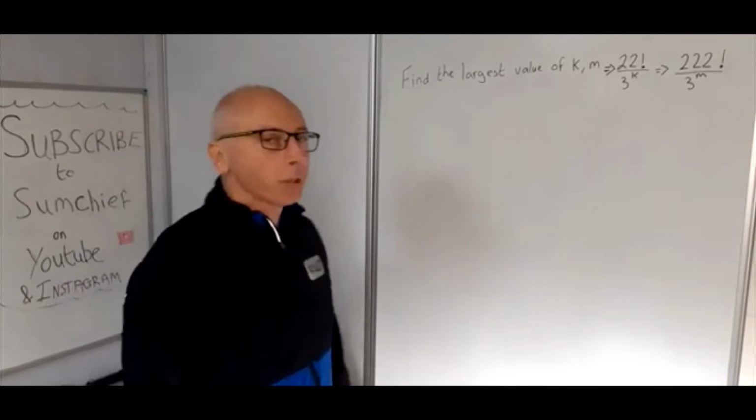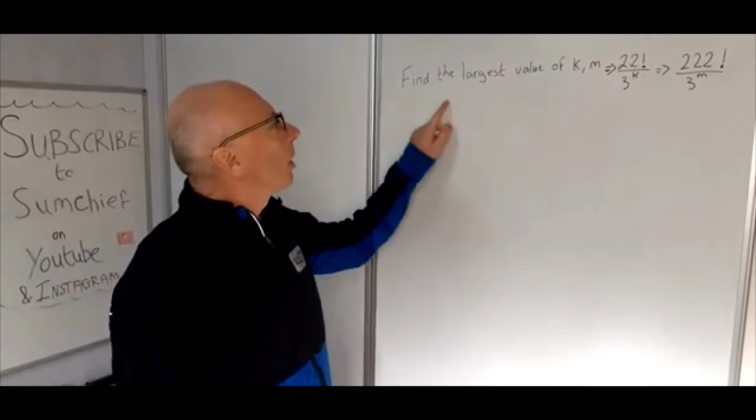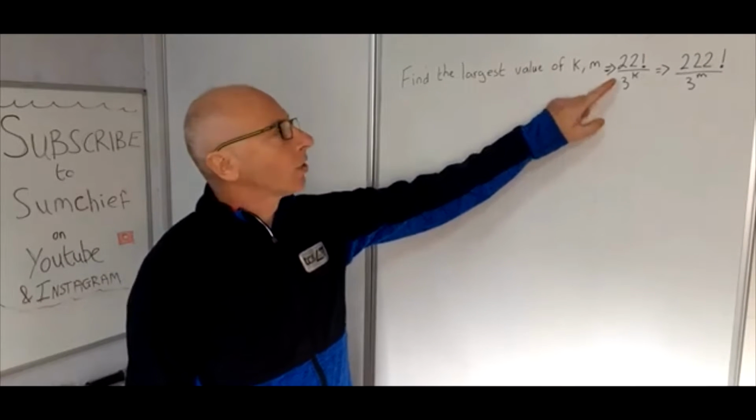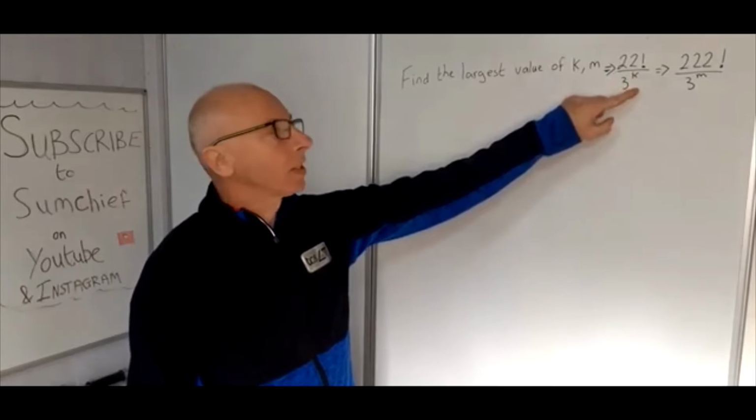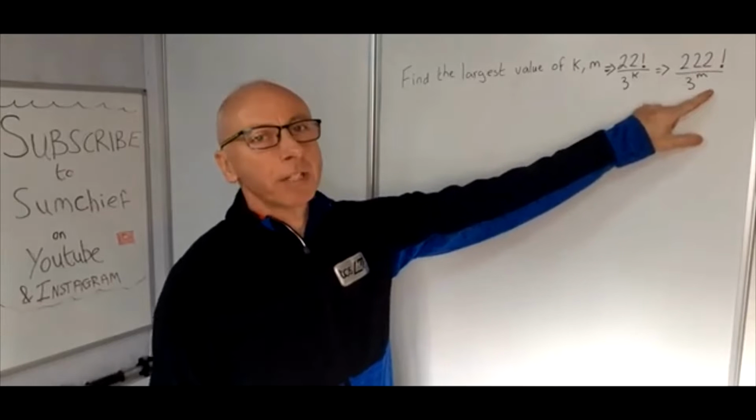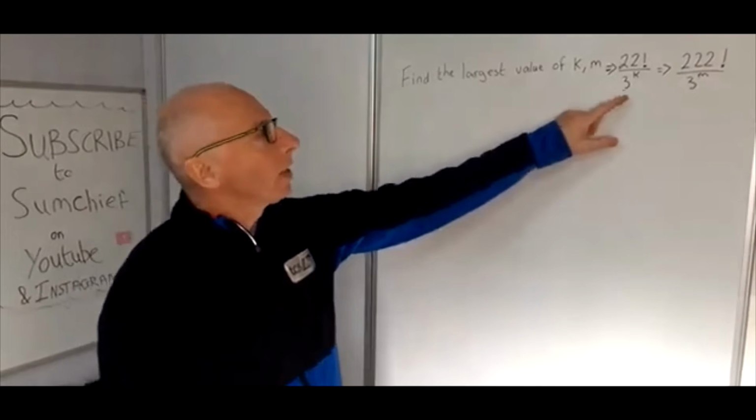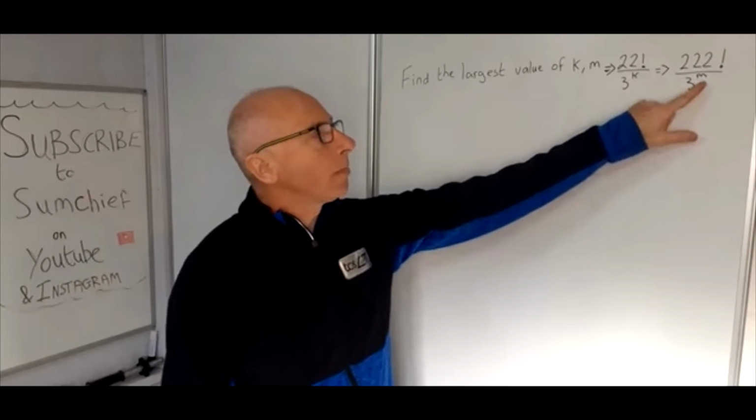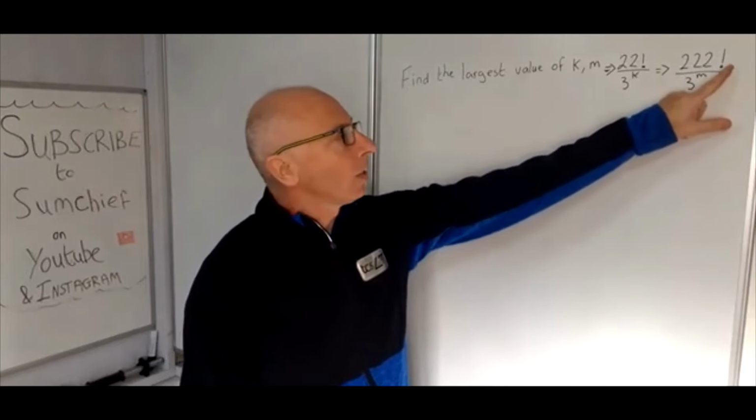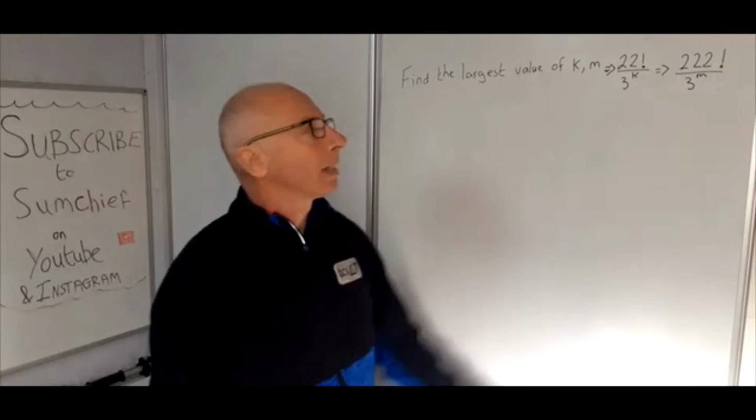Okay, so we're going to have a look at some number theory today. We're going to find the largest values of k and m that suit this equation: 22 factorial divided by 3 to the k, and 222 factorial divided by 3 to the m. We need to find the largest values of k and m where this provides an integer, so we're going to divide without any remainder, basically.